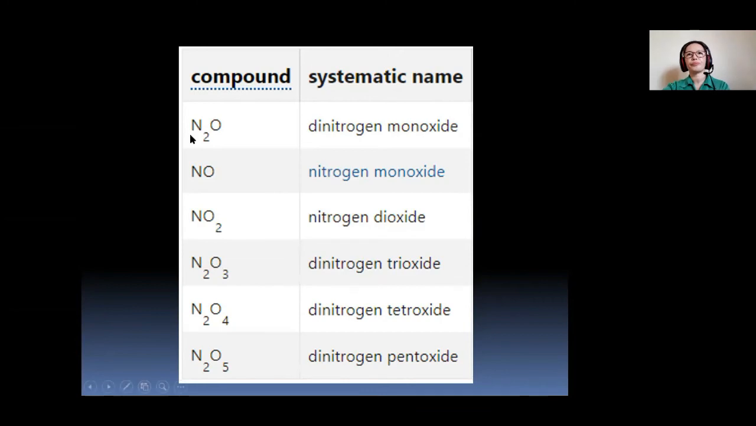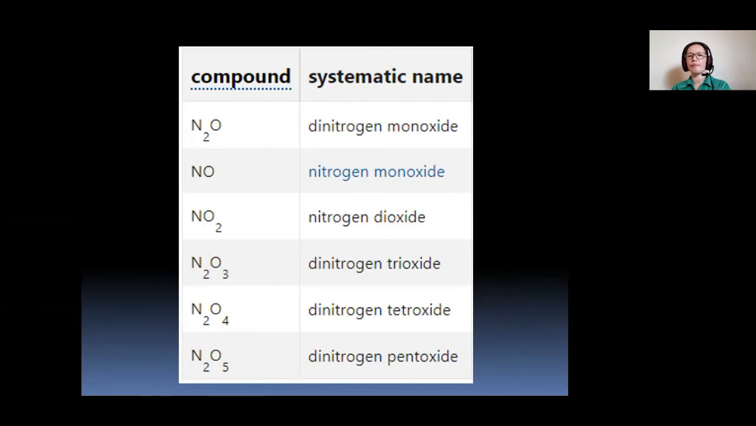First, N2O. So you see the subscript 2 in nitrogen. Here, you are going to make use of the prefix di, then the complete name of the element nitrogen, and then 1 is for mono, and then oxygen is oxide. But you have to remove the O to make it not monooxide but monoxide. So dinitrogen monoxide.